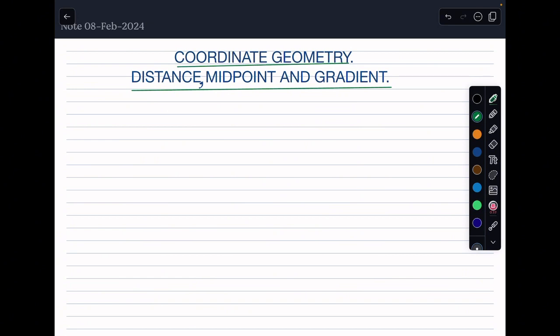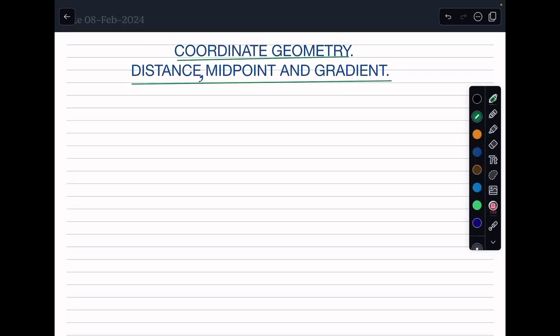For coordinate geometry, we need a minimum of 2 points to make a line segment. Those 2 points will have their x and y coordinates, and with respect to those coordinates, we will be finding the distance, the midpoint, and the gradient. For instance, if you are given a straight line with coordinates, let's say A is 1 comma 5 and B is 7 comma 1.